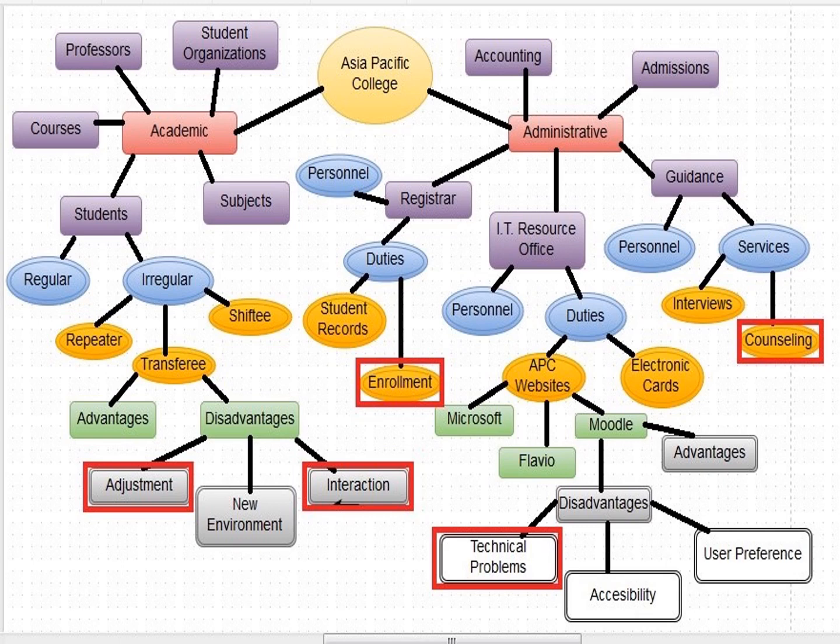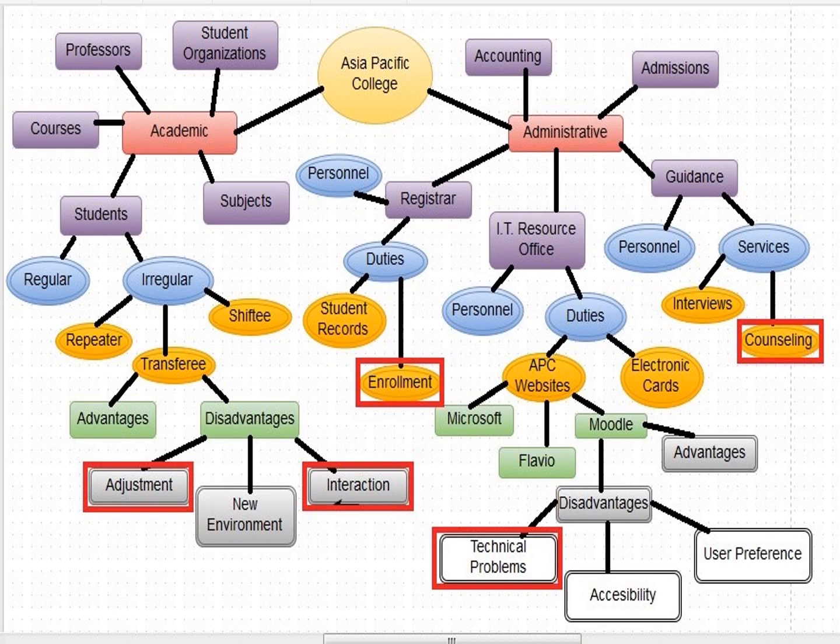Then you have branched it out to repeaters that have failed previous subjects and thus become an irregular student, a transferee from a different institution going to Asia Pacific College, and therefore will be an irregular student because there might be subjects that are credited and there might be some that are not. And finally, shifties from the same institution, which is APC, like from engineering, the student shifts or changes course to accountancy, for example, and thus all these three are irregular students.